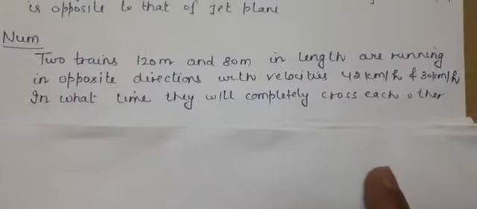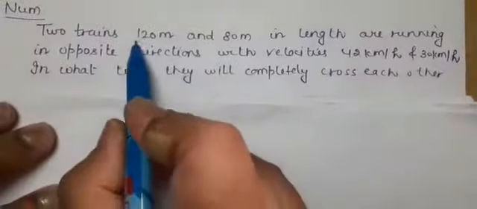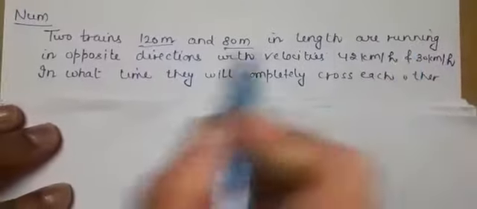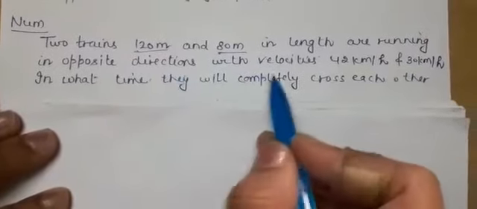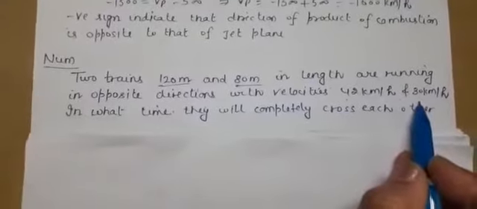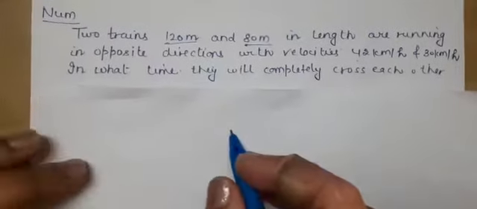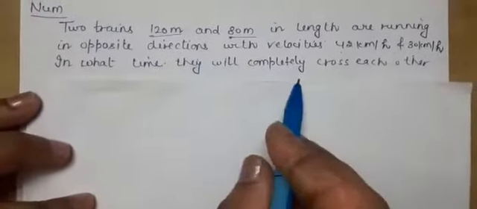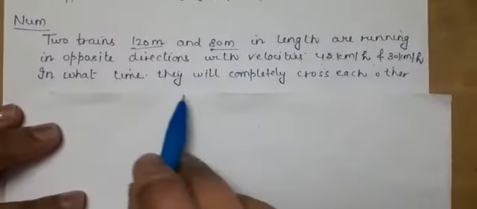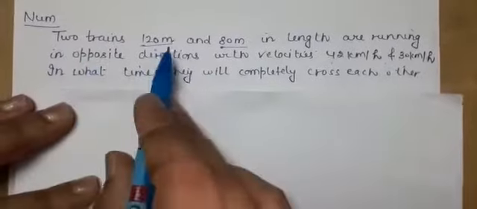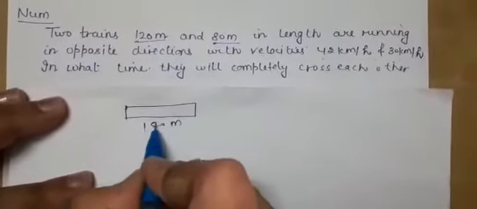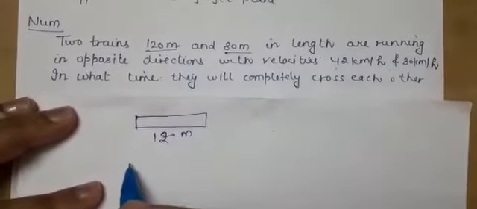Now the next numerical. Two trains of 120 meter and 80 meter length are running in opposite directions with velocities 42 km per hour and 30 km per hour. In what time will they completely cross each other? So now first of all we have to understand the statement. Two trains, one train has length 120 meter, another train has length 80 meter.